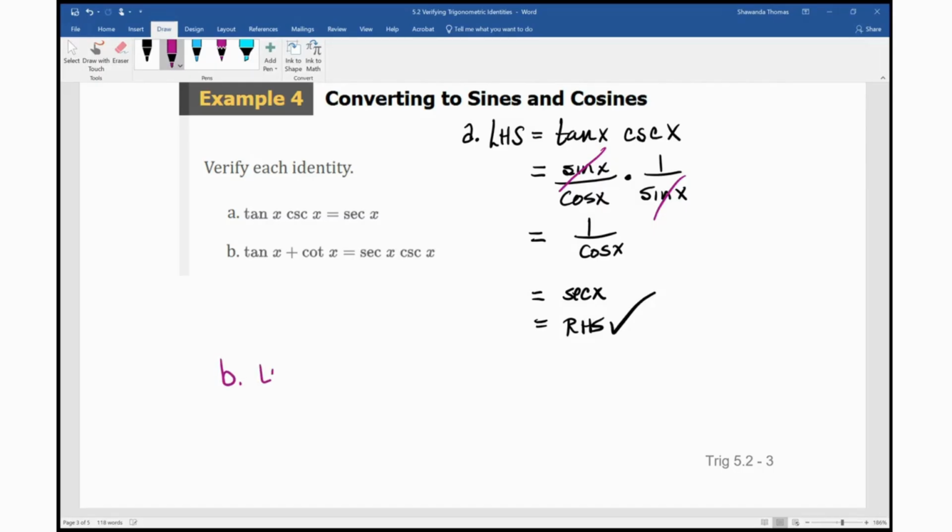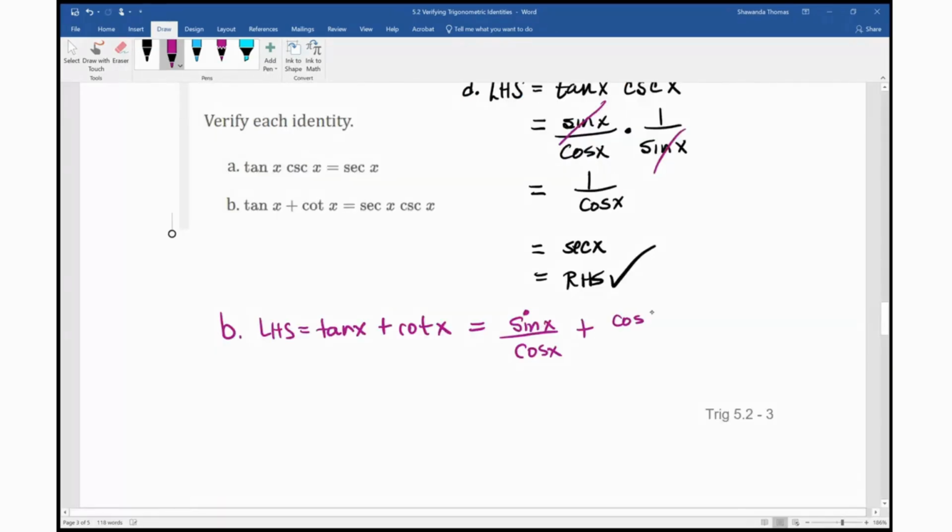All right, so let's go with the left-hand side equals tan x plus cotangent x. We just said tan x was sine x over cosine x. What is cotangent x then? If tangent is sine over cosine, what is cotangent? Cosine over sine. So let's attempt to add the fractions together. In order to add fractions, we need a common denominator. So our common denominator would be cosine x sine x.